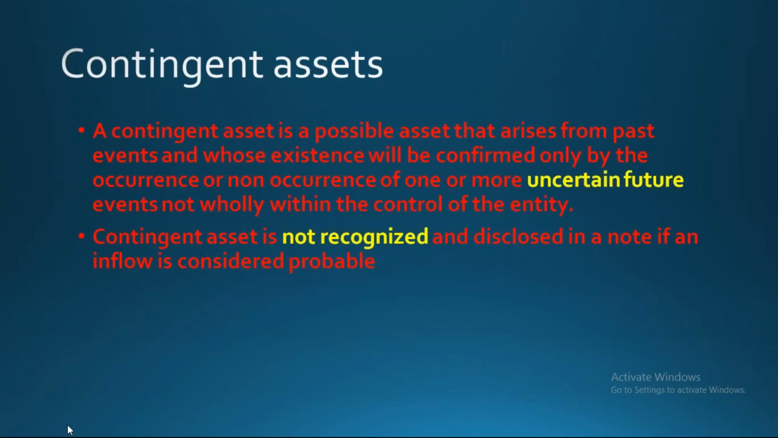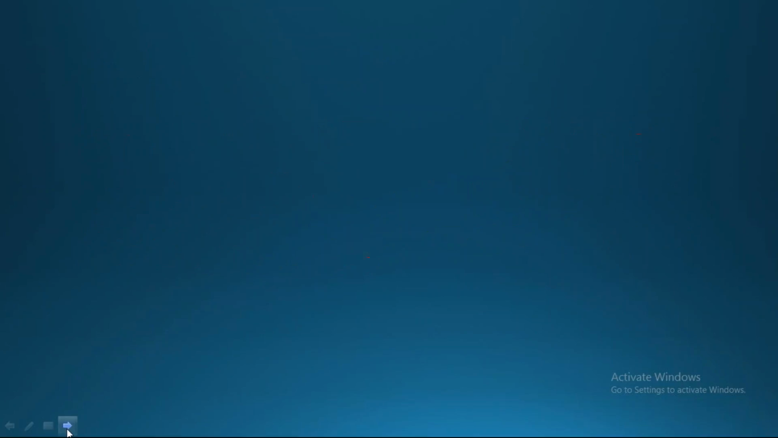What is probable? More than 50% chance that we will get some money. Otherwise, don't disclose it. The idea is not to give false hopes to the shareholders, saying that we are going to get so much money from insurance when we are not sure. Just wait.